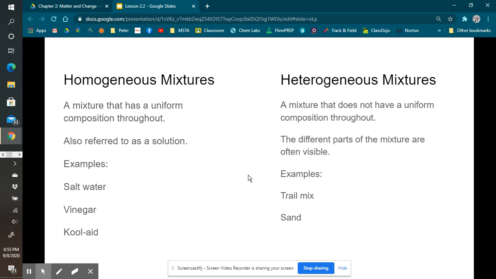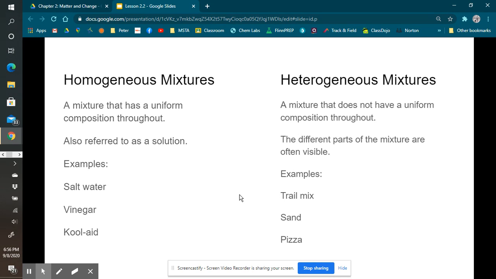Sand. Here's an example of something where the particles are significantly smaller and yet you can still see differences. If you've ever looked closely at a handful of sand, some parts are larger than others, some are darker than others. Okay, so there's obvious visible differences within that mixture. Pizza is another example. If there's something on a pizza that you don't like, a lot of times you can just pick it off, and you can do that because it's very visible and you can see it. Okay, so that's the difference between homogeneous mixtures and heterogeneous mixtures.